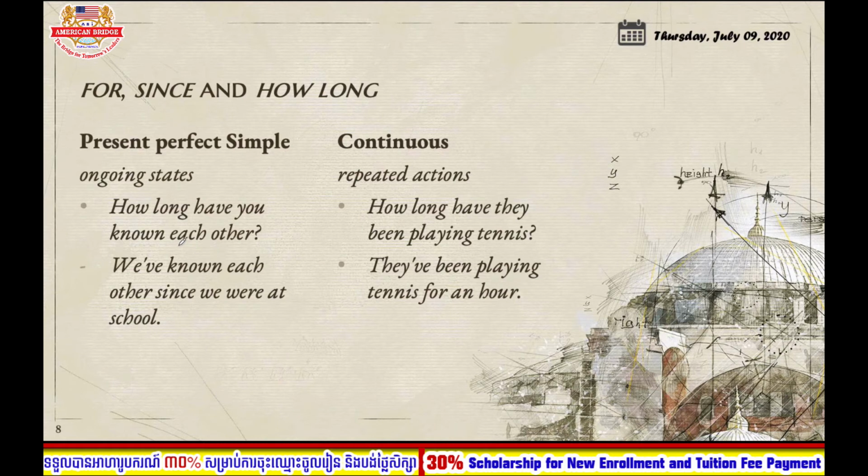How long have you known each other? So in the state of our knowing, it's a state of mind that you know someone. It is not the action at all. I have known each other since we were at school. So here, known is the state verb. We cannot use knowings, right?